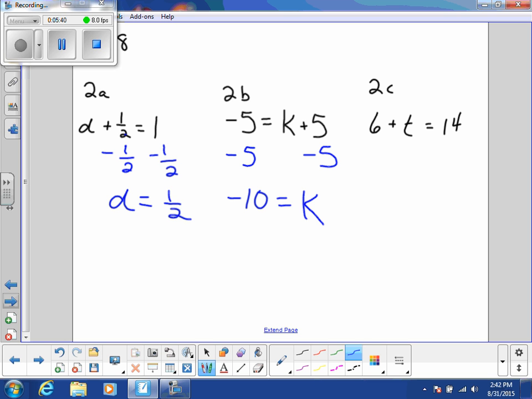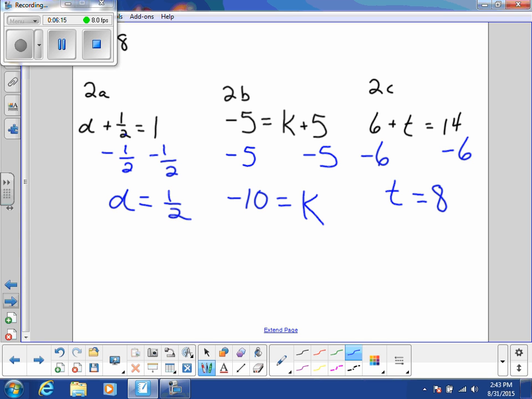Look at 2c, and think about what you would do here to solve this. 6 plus t equals 14. Since it's 6 plus over here with the variable, and the 6 is positive, take away that 6. If you take it away on the left, you have to take it away on the right too. That leaves you with just t on the left. 14 minus 6 is 8. Make sure your t doesn't look like a plus sign. It can be hard to read if you do that.